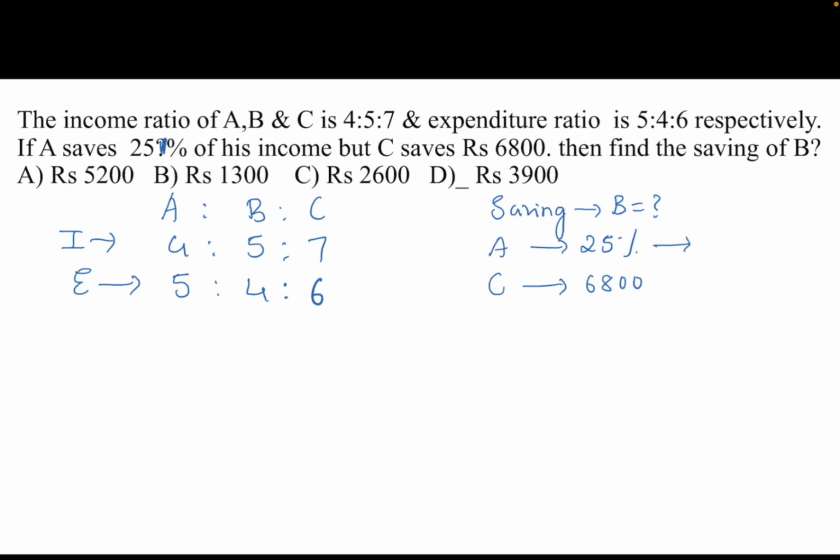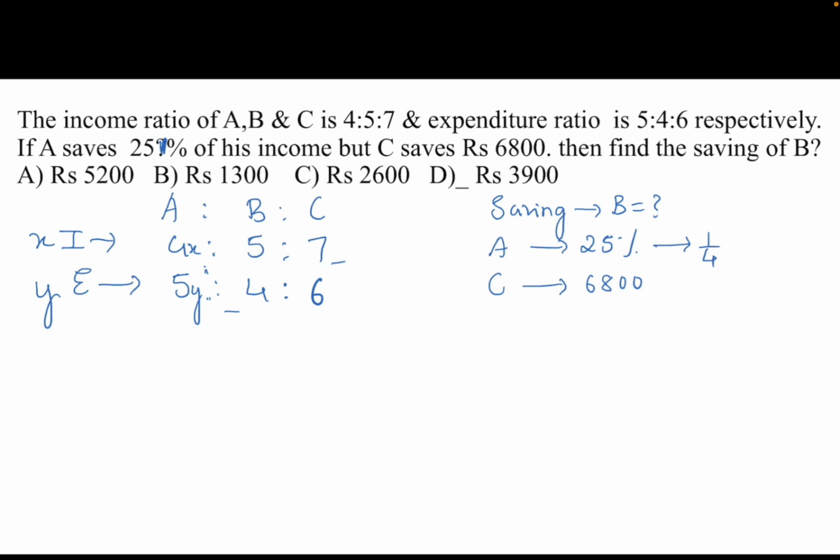Now we know 25% can be written as 1 by 4. Now if income is 4x and expenditure is 5y, because this ratio is income ratio and this ratio is expenditure ratio, so both cannot be x. So if this is x, this should be y. Okay.